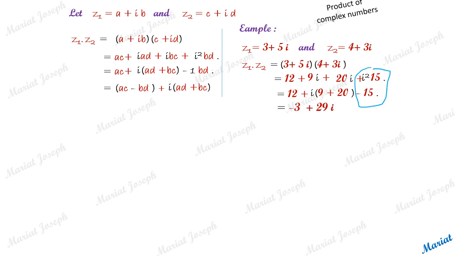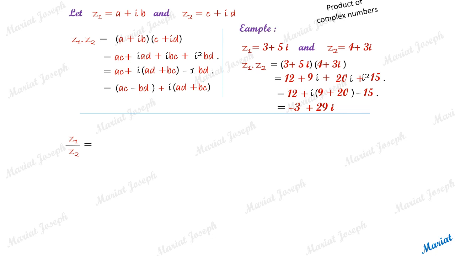Rest everything is normal. So that -15, since it has lost this i in it, this will be treated as a real part now. Real term. So -15 and 12 together makes it -3. And 9 + 20, 29i. So the multiplication is performed like this.